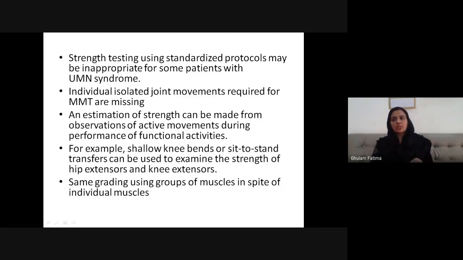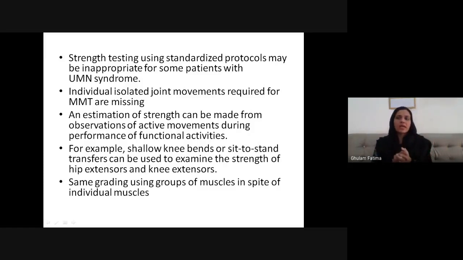Like, you can ask the patient to perform shallow knee bends rather than doing the lower limb examination and examining each joint separately. We have to develop a method, and you have to be creative in this, so that you can check multiple joints at the same time with the help of certain functional movements.